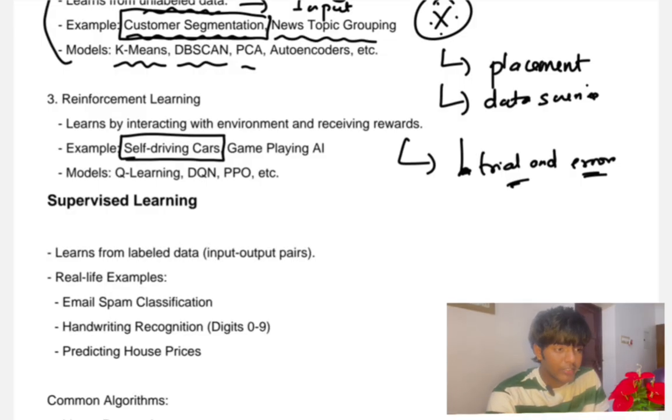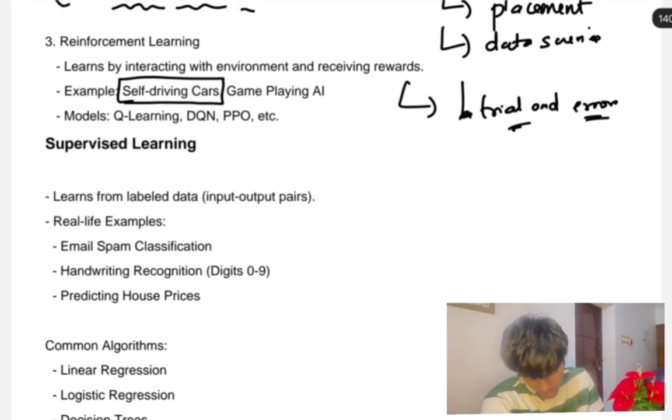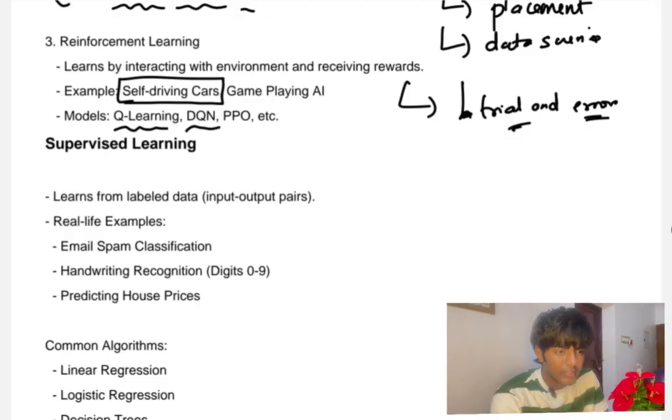I saw a video recently of a big car company, I think Renault, I forget the company. They were testing the self-driving car, and the CEO himself was standing in front of the car to test it, and suddenly the car actually hit the CEO. So this is what reinforcement learning is: trial and error. It doesn't have data to learn from. And as I said, Q-learning and DQN are the models used for reinforcement learning.